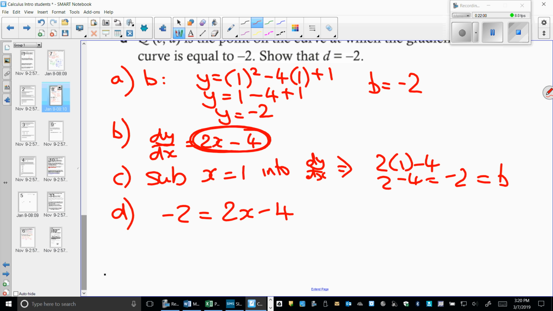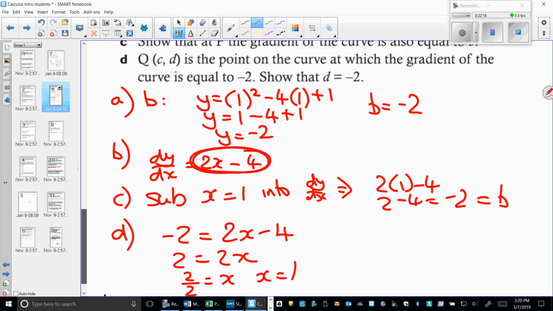Okay, so now we're going to rearrange this and solve it. So we're going to add 4 to both sides. So we get 2 is equal to 2x. And so we get x is equal to 1. Now, that tells us the x value. In our coordinate Q, which part of that was the x value? C. So we know that C was 1.